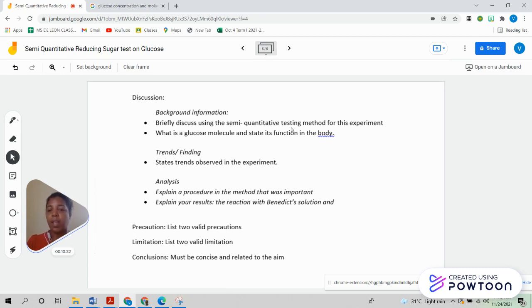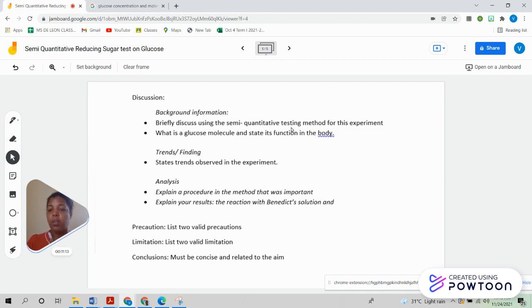And in analysis, explain to me something that you would have done in a method that was important, like using your control. Why did we use a control? Why did we use 0 molar concentration? So you're going to tell me about that. And then you're going to explain what reaction took place with your Benedict solution and your glucose to give you a positive test. Then you can also add on a way that you could have improved the lab if necessary, right?